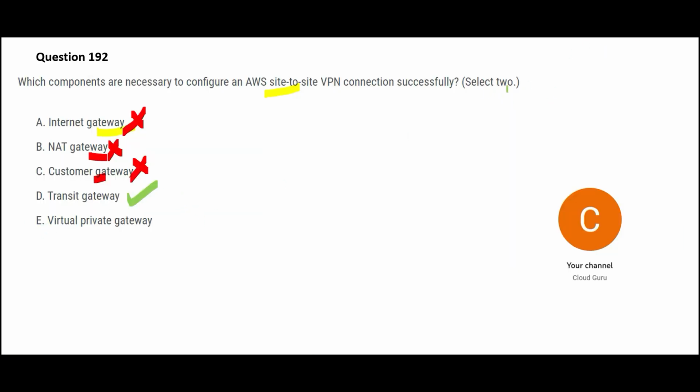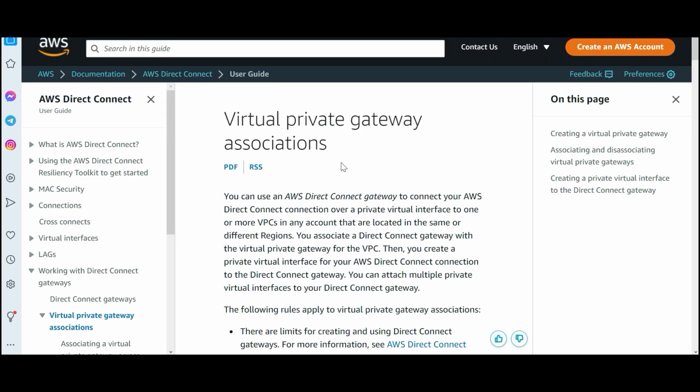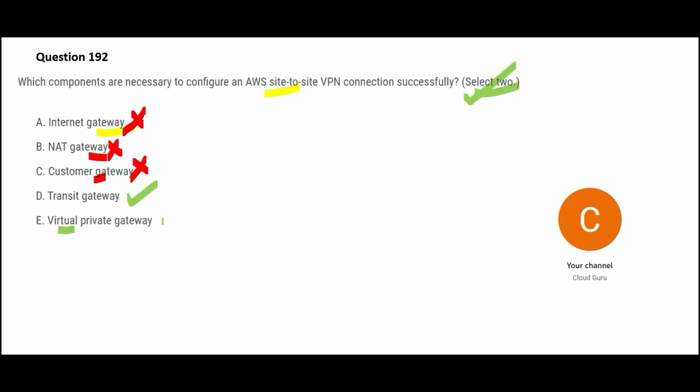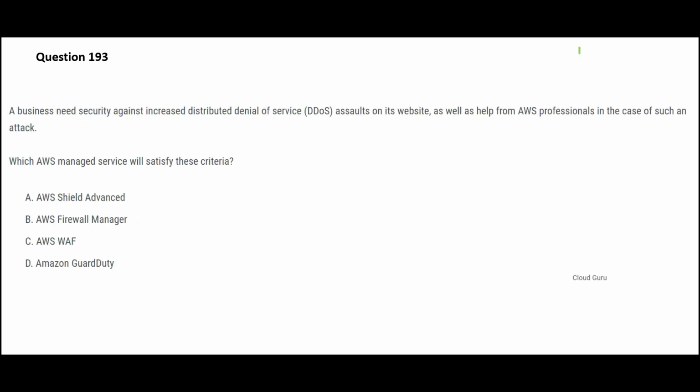And since we want to choose two answers, we will look at E also, virtual private gateway. See, once you are doing site to site, then you would need a virtual private gateway also. It will help direct connection between the VPCs. So this also looks correct. So these would be my two answers. So we will lock this. Let us look at the next one. This is the next question.